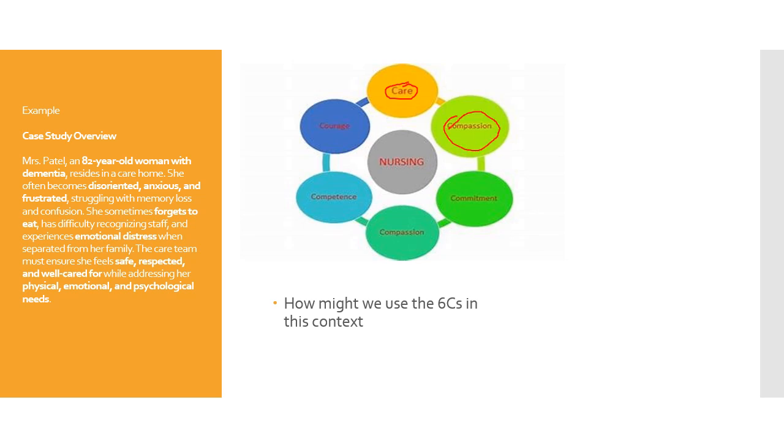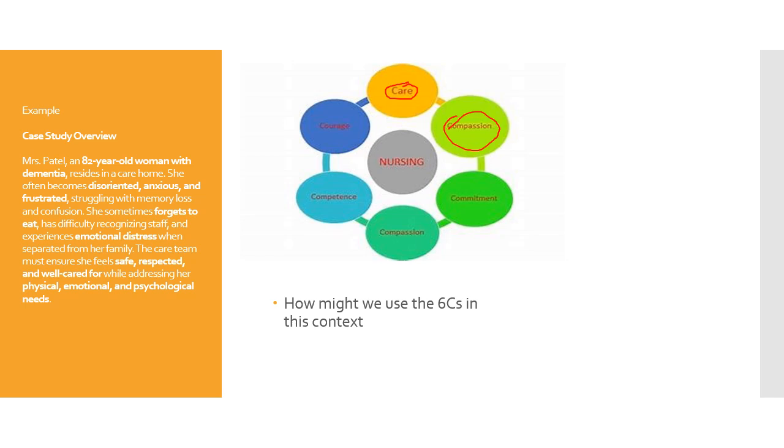Now, the next C is compassion. So in this case, staff could show kindness and empathy by acknowledging her distress and comforting her when she feels confused and scared. They may use gentle touch, soothing tones, and familiar objects like family photos to reassure her. So, in this way, they can show the compassion.